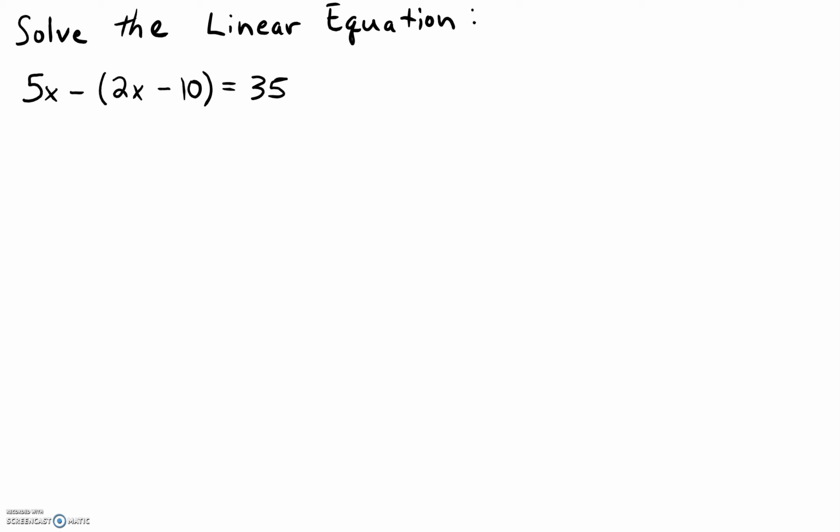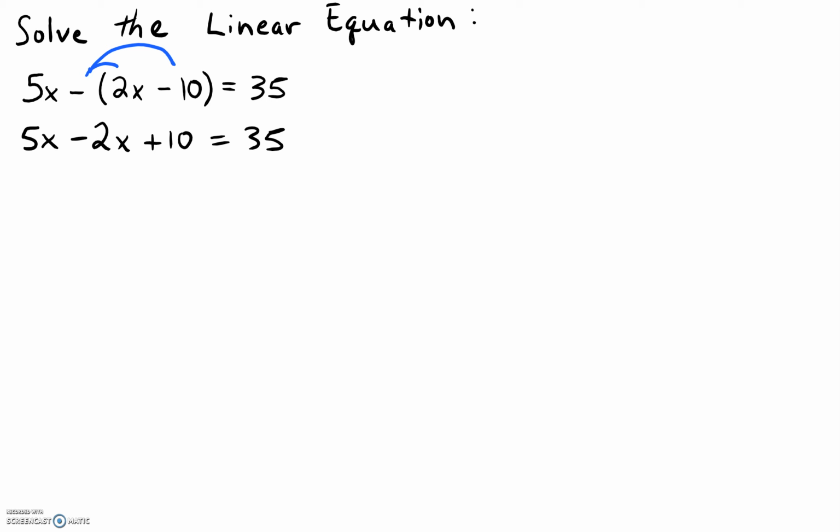But notice that the 2x is stuck inside of a set of parentheses. So to get it out of the set of parentheses, we need to distribute the negative that's out in front to both terms inside the parentheses. And what that's going to do is free up the 2x so that we can then combine it with the 5x. So we bring down the 5x, and when we distribute this, the negative multiplied by the 2x is going to give us minus 2x. The negative multiplied by the negative 10 is going to give us positive 10 because two negatives become a positive if they're being multiplied. And then we just bring down the 35 from the right-hand side of the equation.